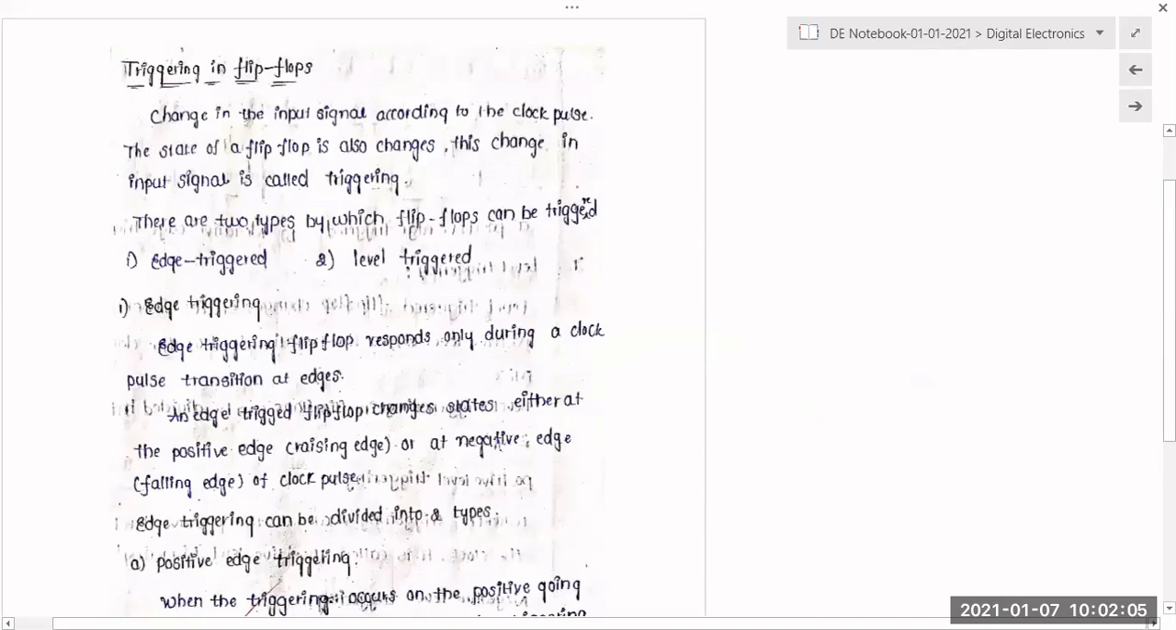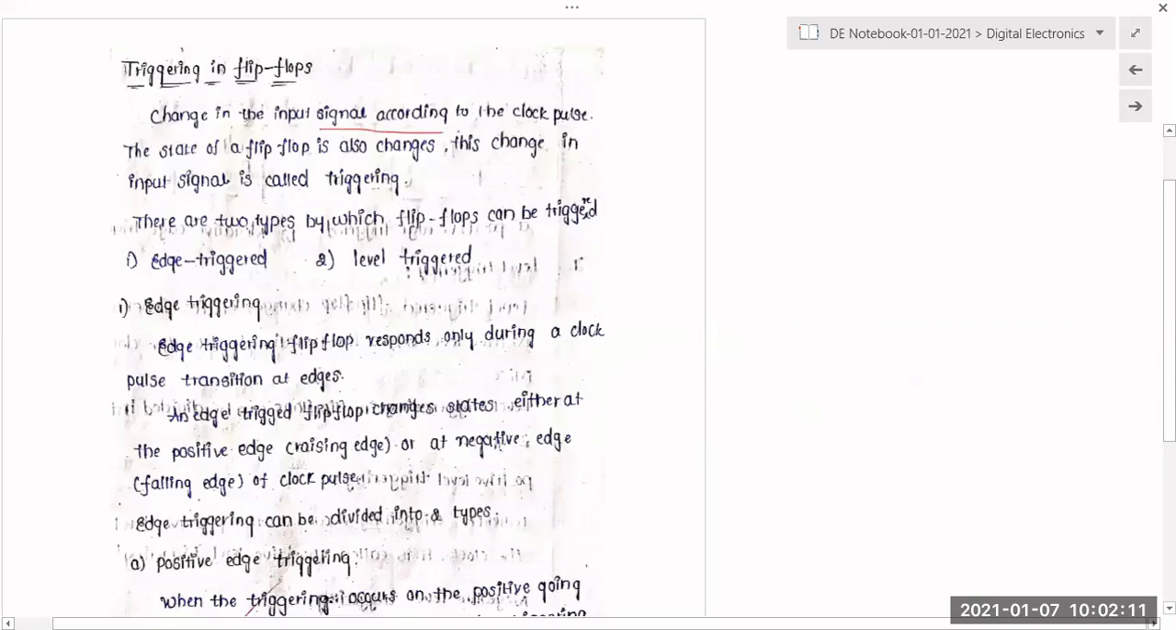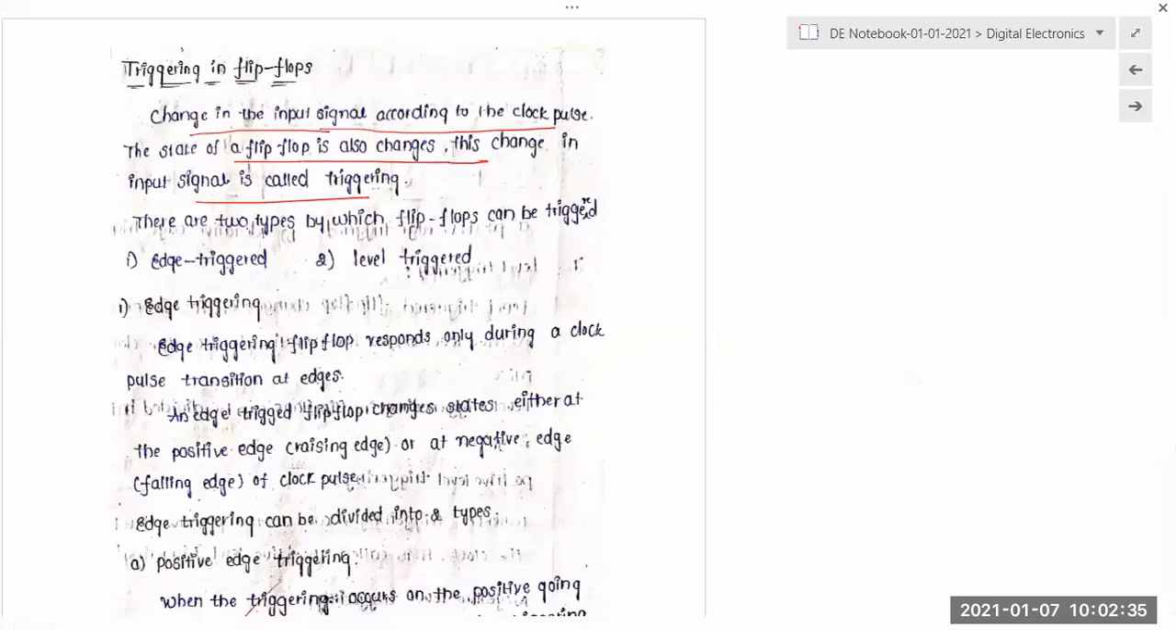Okay, and what is triggering of the flip-flops? Change in the input signal according to the clock pulse is called triggering. Changing the output according to the input and also according to the clock pulse. Whenever you change the input signal according to the clock pulse, the state of the flip-flop also changes. This is called triggering, or changing the output depending upon the clock pulse and the input signal.